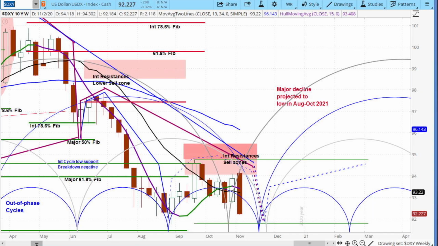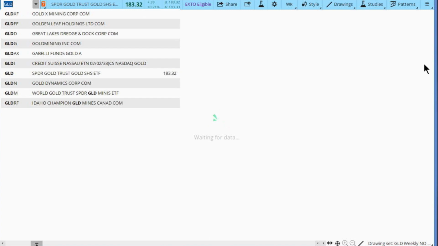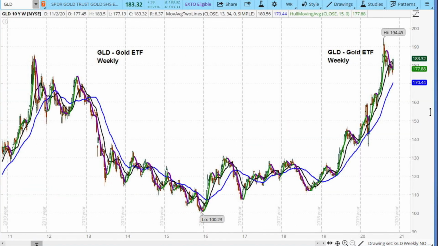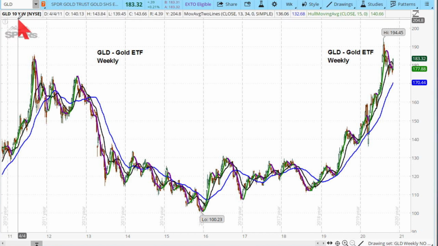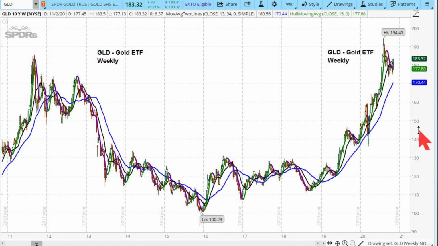Now we're going to look at gold. I'm going to look at it in the ETF, looking at GLD. So here's the gold ETF. I'm looking at a 10-year weekly, as you can see right over here. And I don't have any cycle analysis on here. I'm just going to bring that in for you to see.